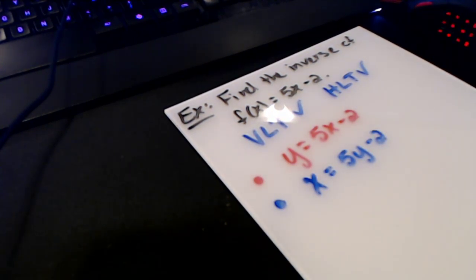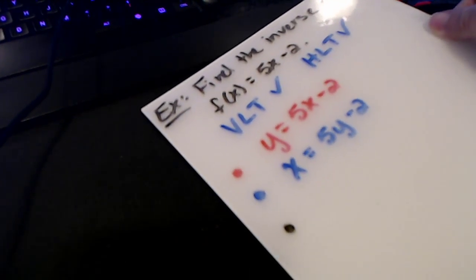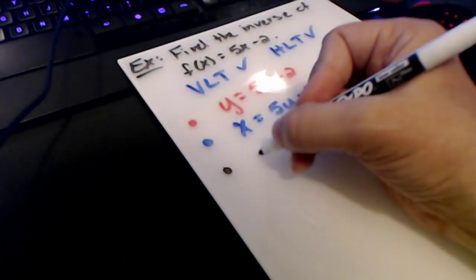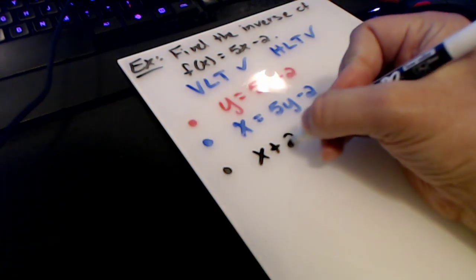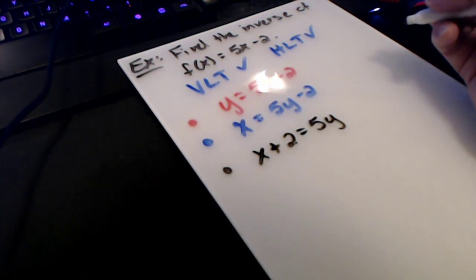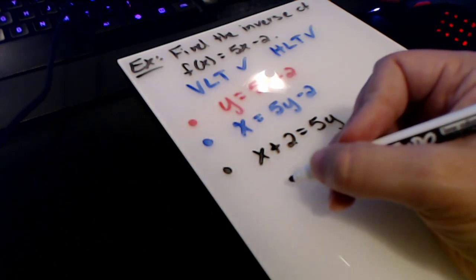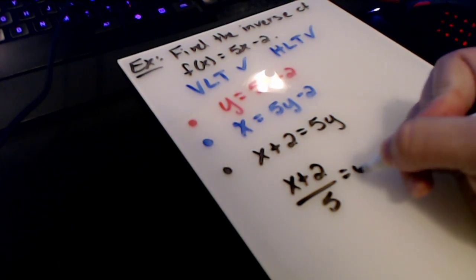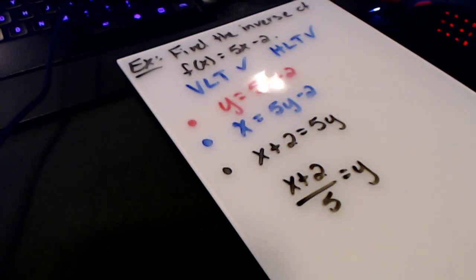Once that happens, we start solving for our y. The first thing we're going to do to solve for y is add 2 to both sides. So we plus 2 and plus 2. That gives us x plus 2 is equal to 5y. And if you're still solving for y, then you have x plus 2 over 5 is equal to y. And then finally, our last step.